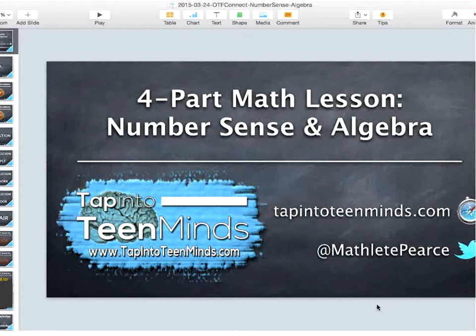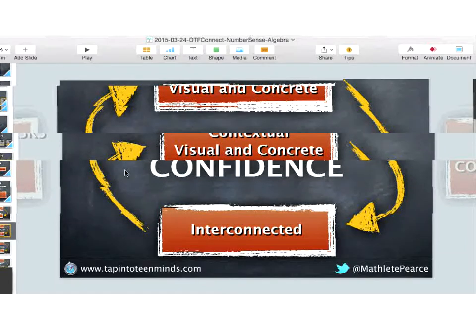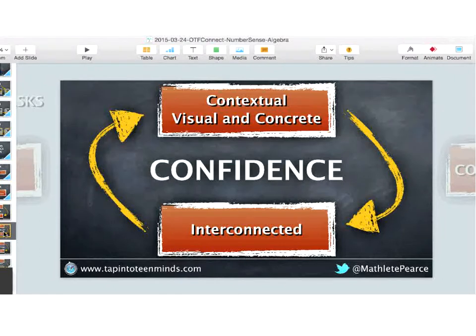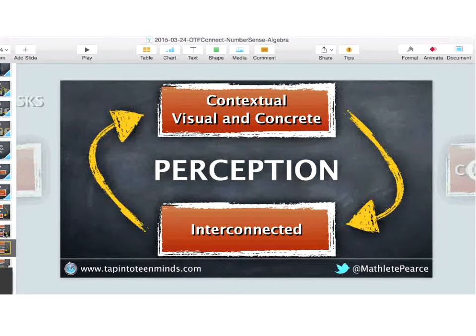On my end, it's saying hosting is paused. Hang on, let's see. Okay. Oh, there it comes. How does that work? All right, now I'm looking at contextual, visual, and concrete, confidence, and interconnected. Okay. All right, folks, so you should be seeing things change and refreshing a lot. And so as soon as Kyle gets settled in one spot, okay, I think we're good to go from here.